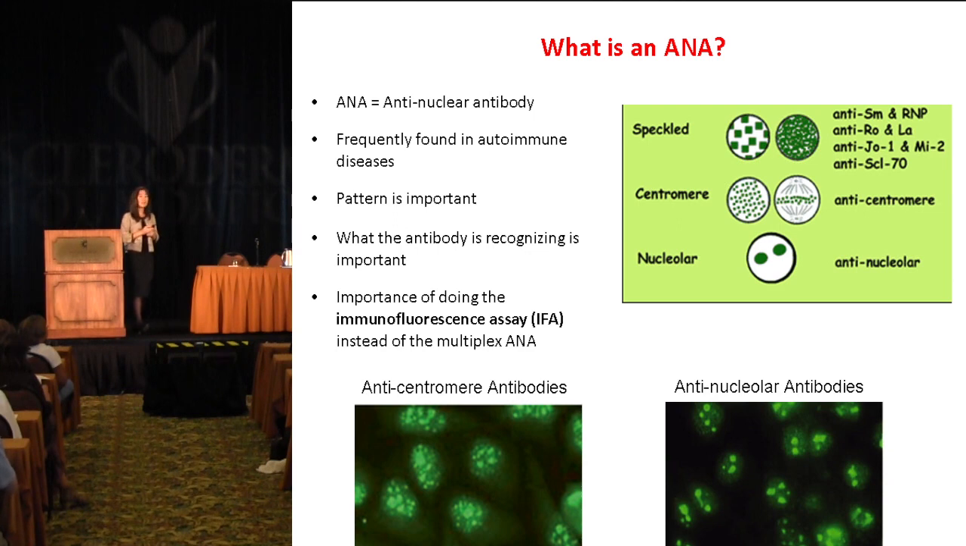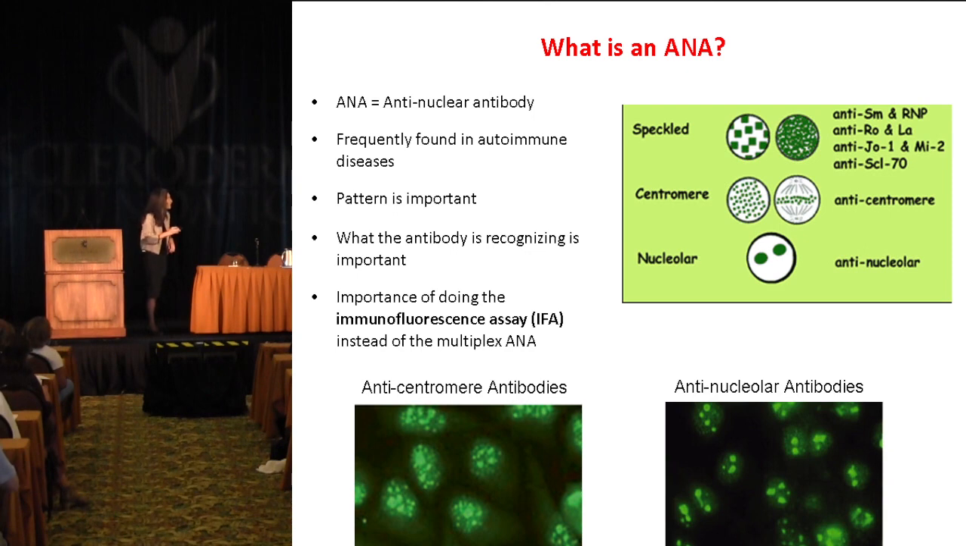In fact, it's common. I have a lot of patients say to me, oh, I got told that I have a positive lupus test. But actually, ANAs are not just seen in lupus. They're seen in a lot of autoimmune diseases. So I want to spend a little time talking about that. ANA stands for anti-nuclear antibody. It's frequently found in a lot of different autoimmune diseases. And the pattern is important.